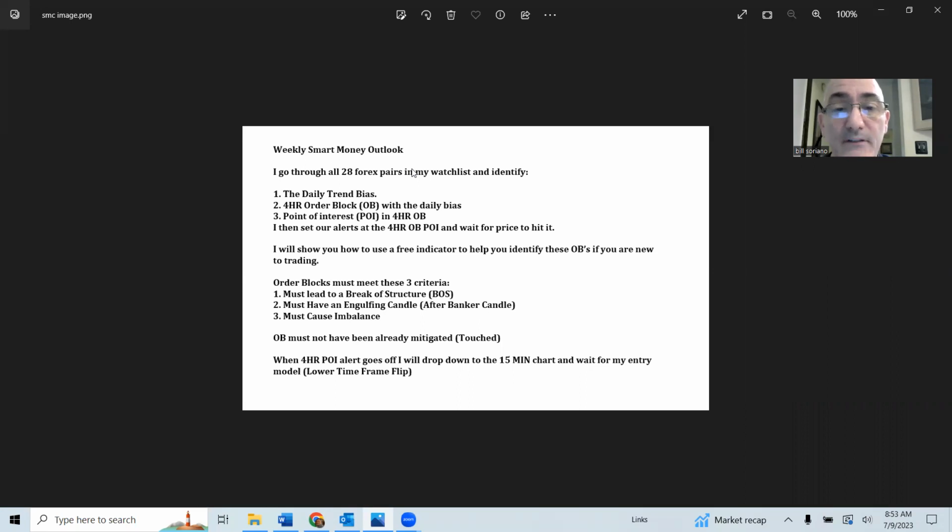We mark up a point of interest inside of that 4-hour block, and that is nothing more than the open of the candle that we've identified as the institutional candle or the banker candle to identify that order block. And then we set our alerts at the 4-hour order block POI and wait for price to hit it. Now, I'm going to show you how to use a free indicator here to help you identify these order blocks if you're new to trading.